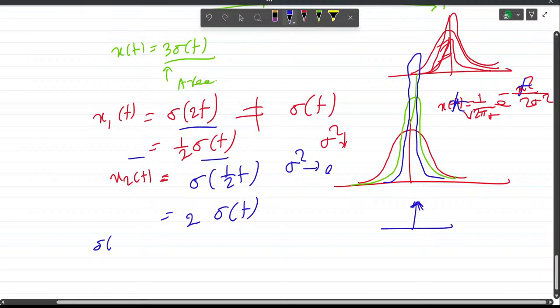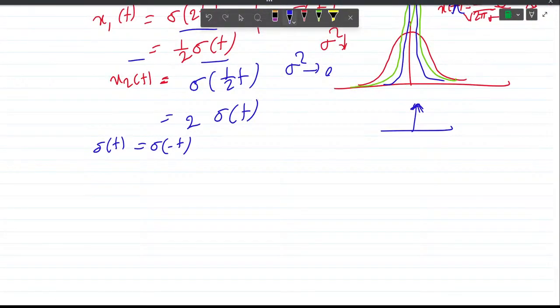And delta of t is the same as delta of minus t. Again, you need to know the folding. Just go through and remember this. I will also go through simple manipulation of functions. Now suppose you are given x of t equal to delta of 1 minus 2t. Here it is a scaling.